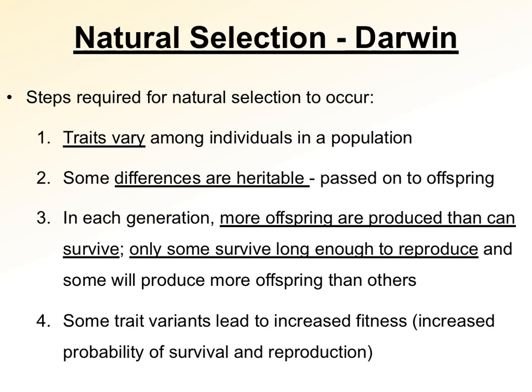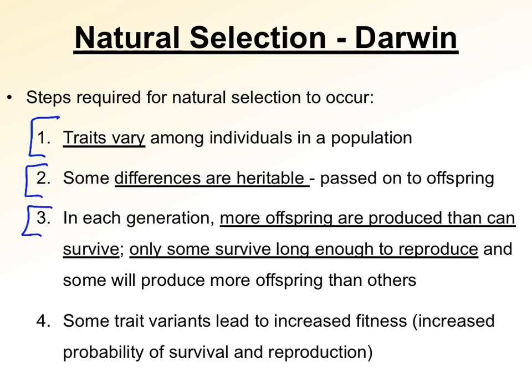So natural selection requires a few steps, right? Step 1, traits have to vary. There have to be different individuals that have different traits in the population. Step 2, some differences have to be heritable, meaning that these differences we're seeing have to be able to be passed on to their offspring.